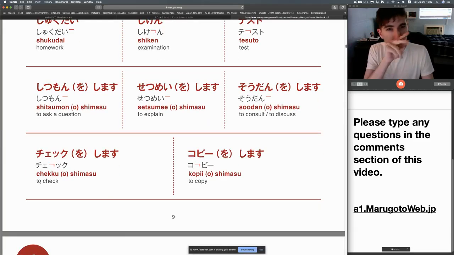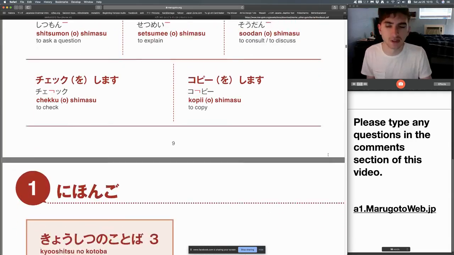And to check something, to make sure it's correct, you could use this word. チェック。チェックをします。To check something, to see if it's right. Or チェックします。This obviously comes from the English word check. Here's another one that comes from English. コピー。コピーをします。To copy something with a copier. Or コピーします。That's an easy one.